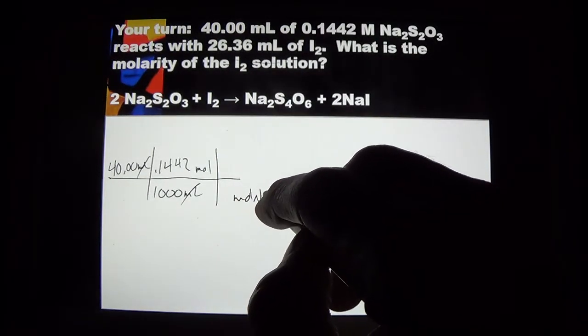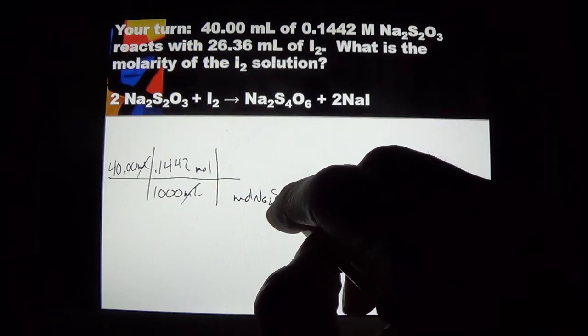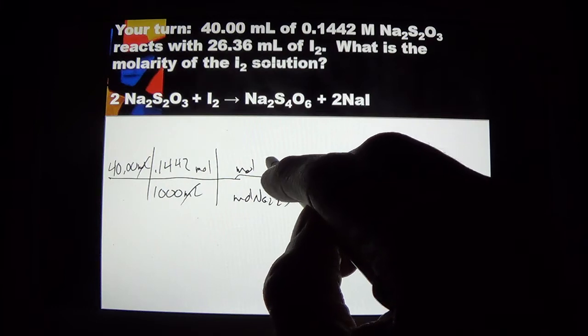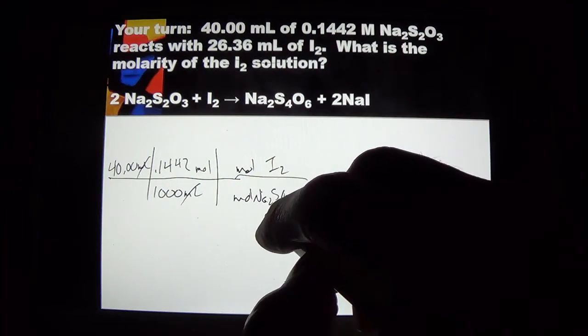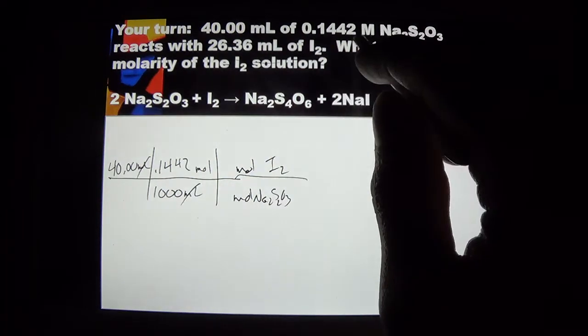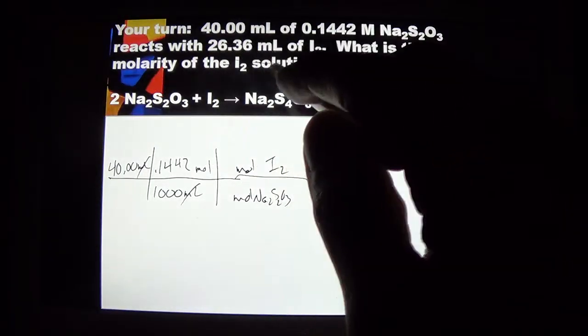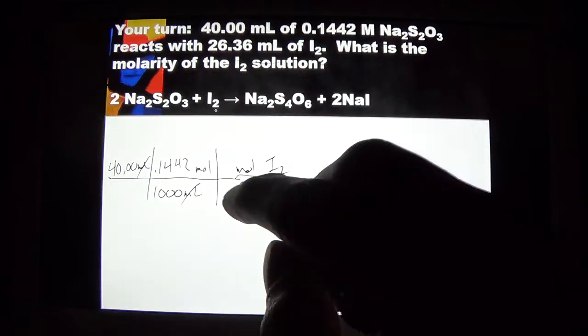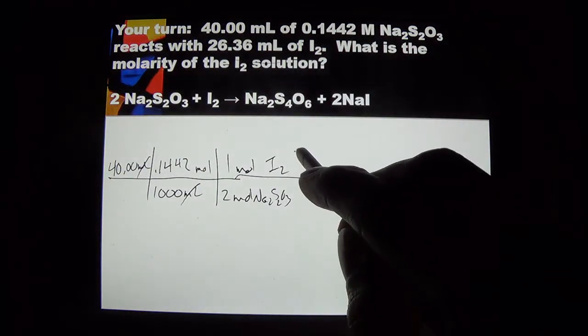How many moles of sodium thiosulfate will oxidize or reduce? I haven't checked which, I don't care which. Will oxidize or reduce the I2? Is that what I'm looking for? What is the molarity of the I2 solution? Yes, that's what I'm looking for. Okay, check it out, 2-to-1 ratio.